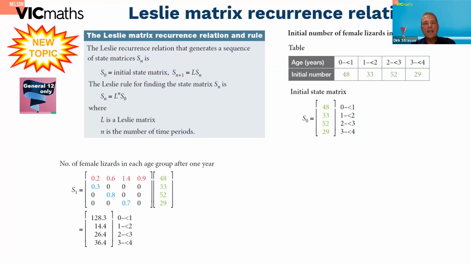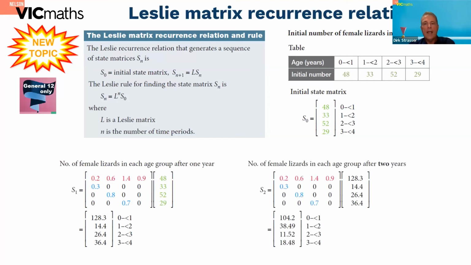So using the recurrence relation, you would find S1 using the formula, using the Leslie matrix and the initial state matrix, and you get those results there. And then you'd use the answer you got for S1 to find S2, and so on. So you can see, although we started initially with, I think, 33 one-year-olds, there's now 14 after 1 year, and 38 after 2 years. So you can see them bouncing around a bit there.